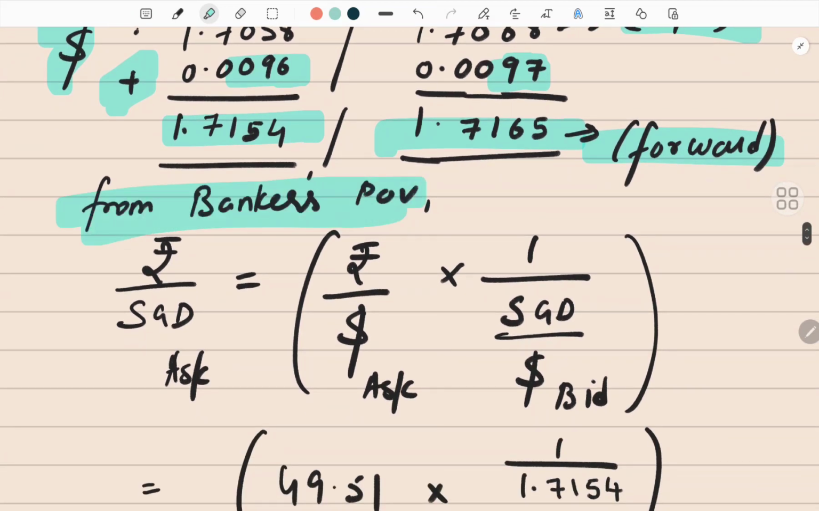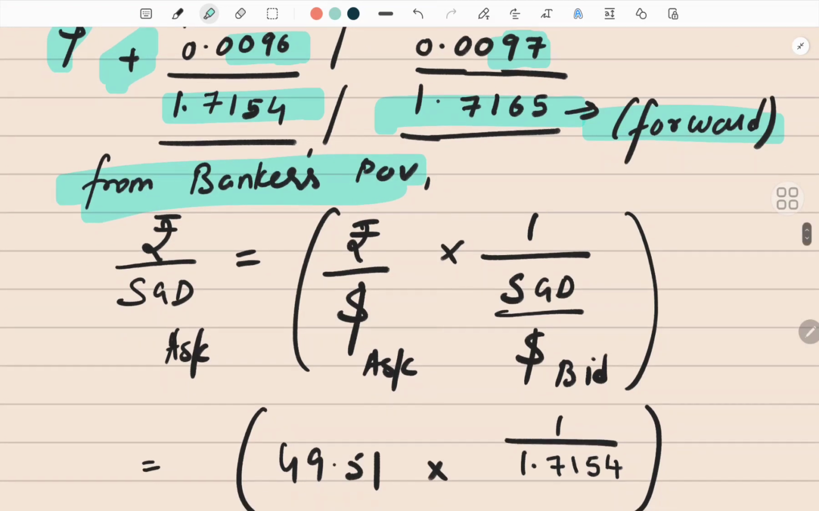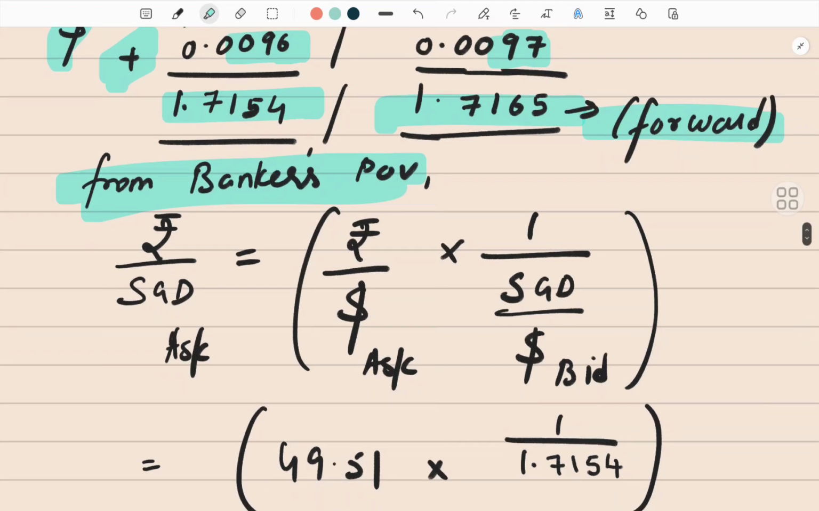Now from the banker's point of view, the banker has to sell to the importer. So what will the banker sell at, higher or lower? Common sense prevails, the banker will sell at a higher rate, right? Because the banker wants to earn the profit, and the customer is always at a loss. So the customer will always sell low and the banker will always sell high, correct?